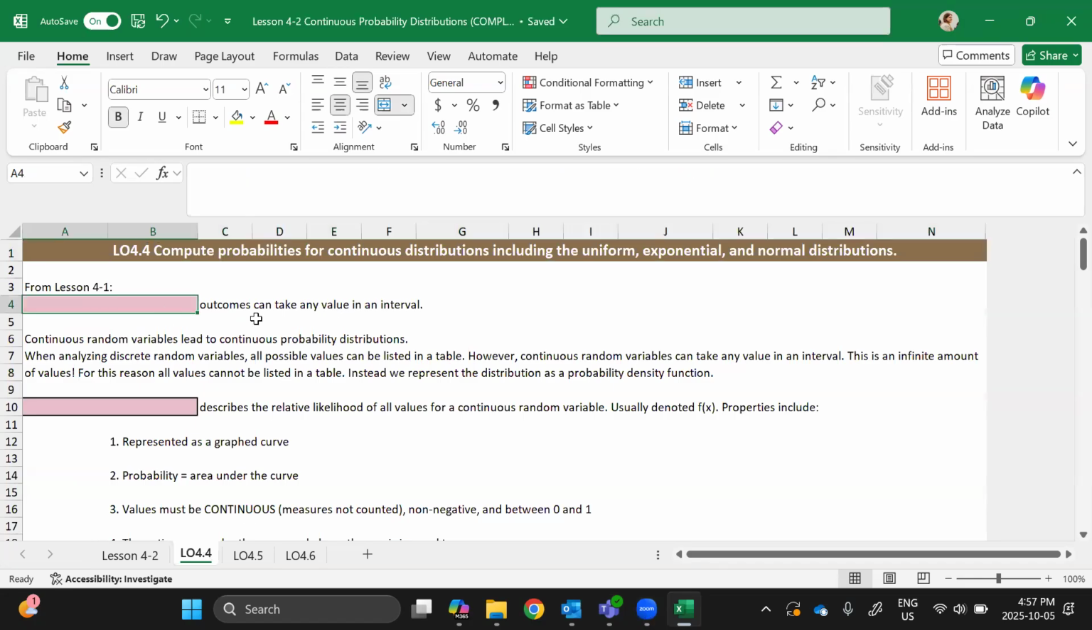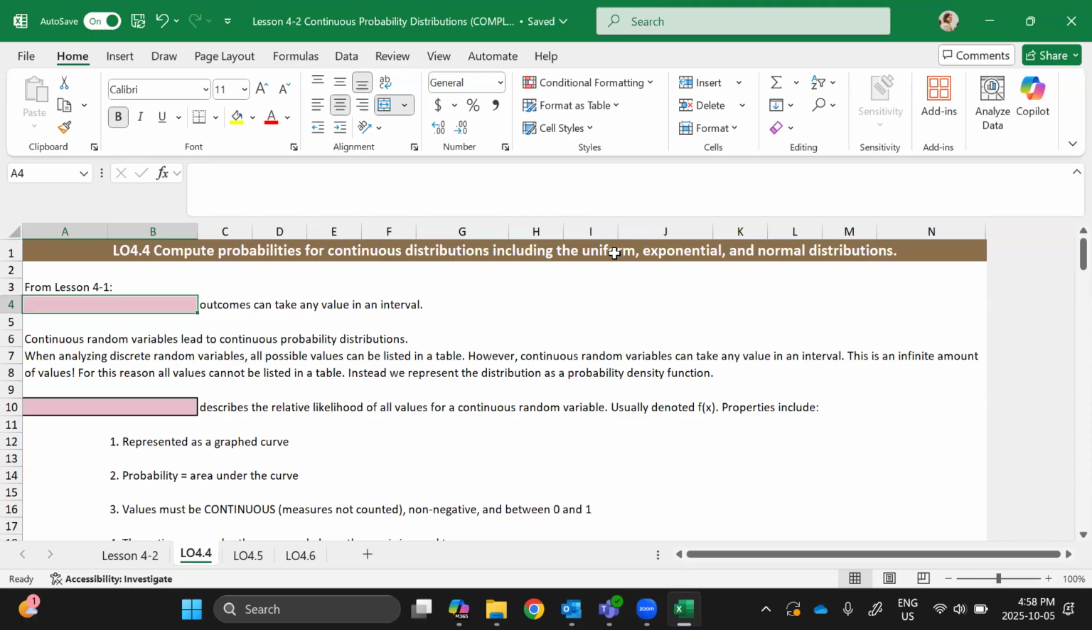In this video, we're going to talk about Learning Objective 4.4, Compute Probabilities for Continuous Distributions, including the uniform, exponential, and normal distributions. This sheet will have the same format that you had when we learned about discrete distributions, like the hypergeometric, binomial, geometric, and Poisson distributions. We'll talk about what the distribution is, then do a couple examples from each one so you can see how they differ from each other.